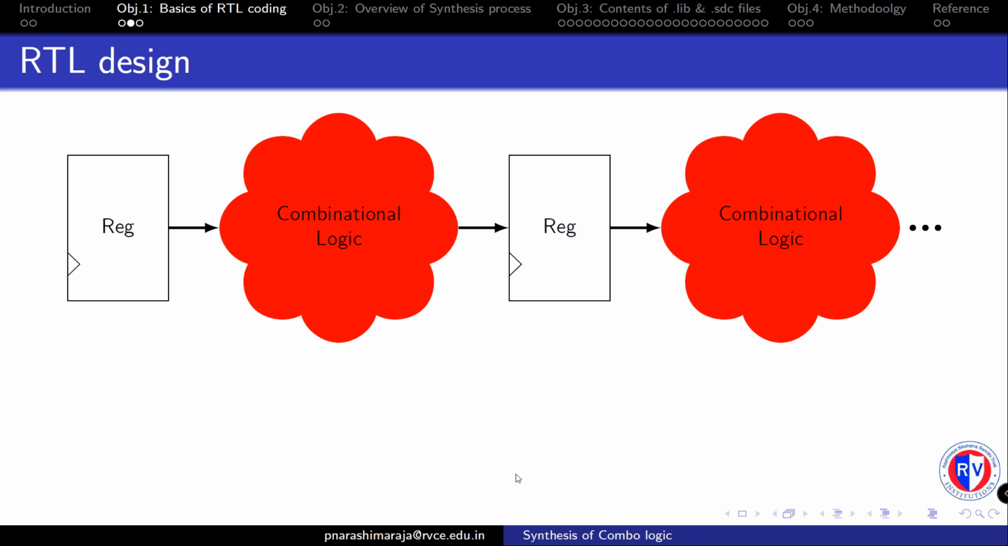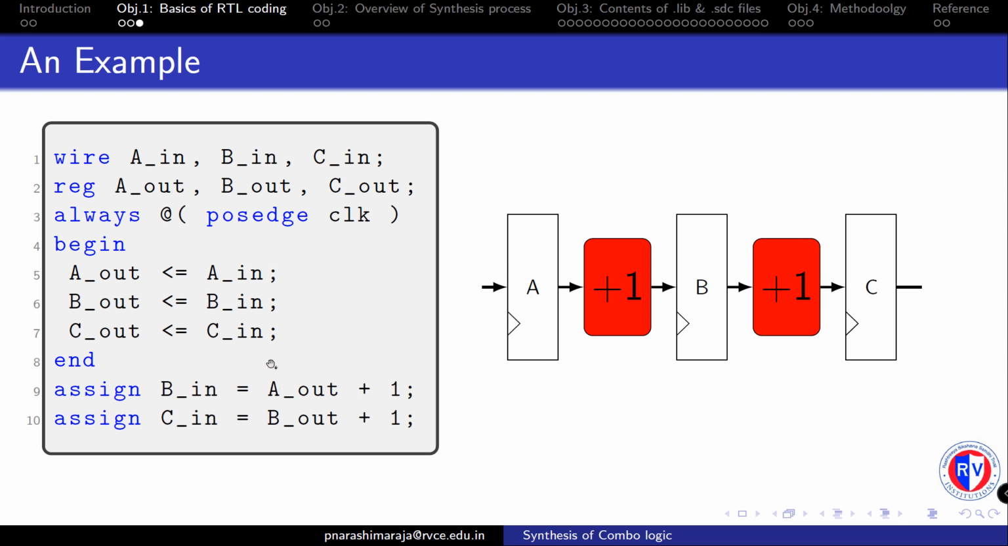Now we will look into an RTL example code. The example code is written in Verilog, where the always at positive edge creates registers and the assignment statement performs addition operation using adders, which is basically combo logic. The same is reflected in the figure shown on the right. So with this short introduction about RTL design and coding, we will move to our second objective, which is the most familiar flow by now.